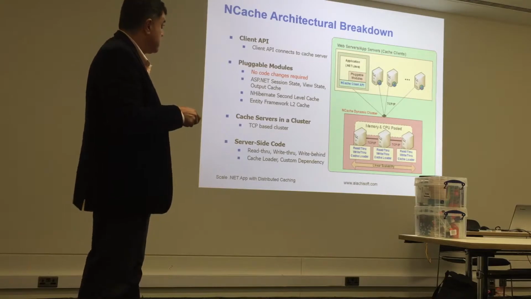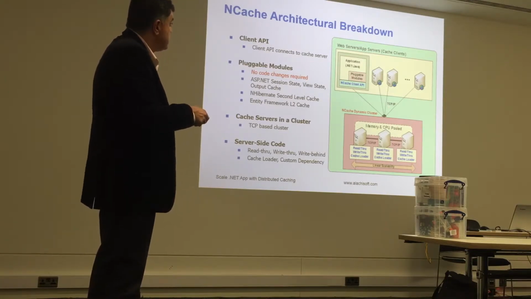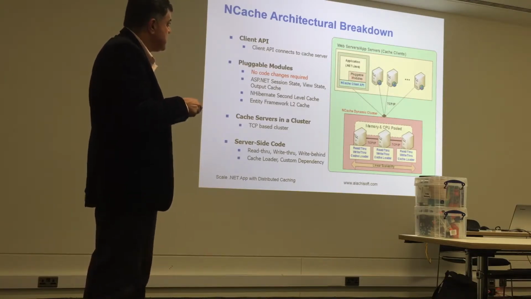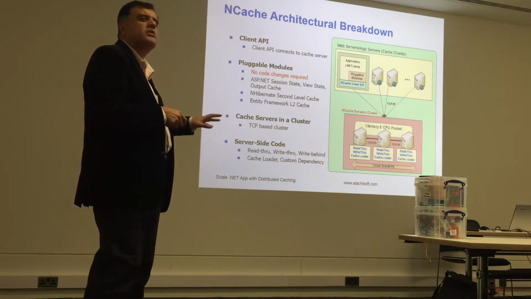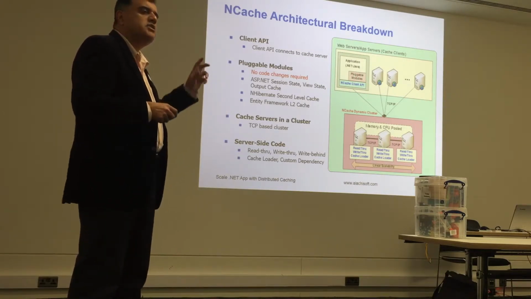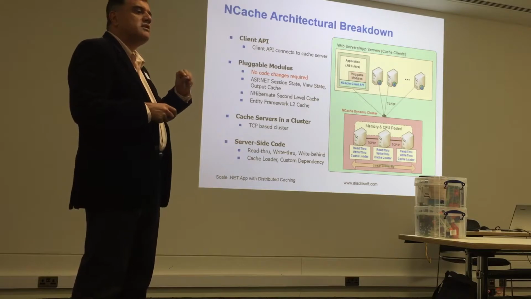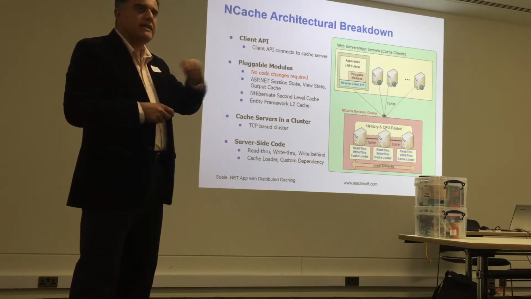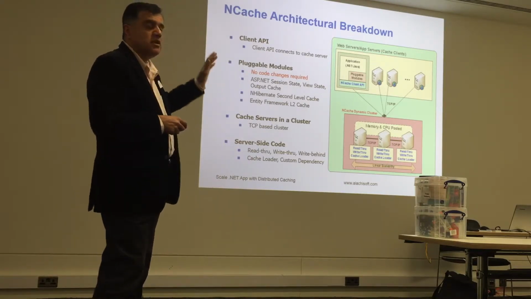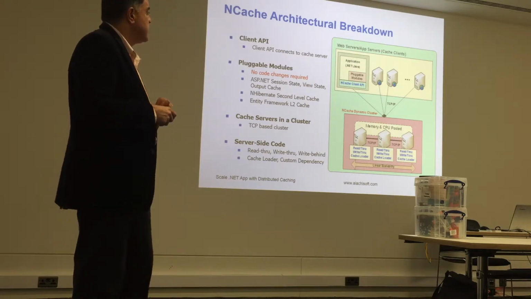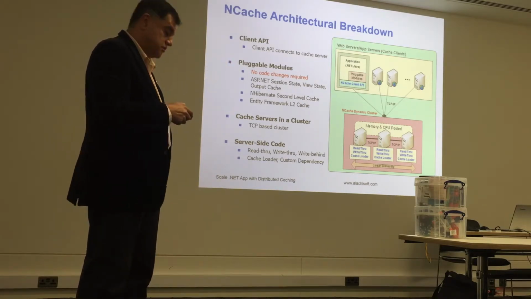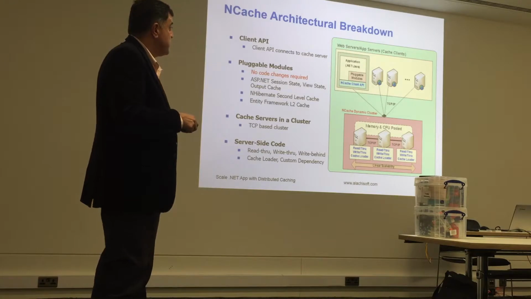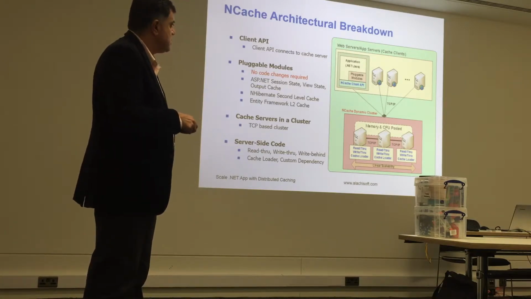And the communication between the client and the server is almost always TCP. There's some UDP involved, but only for discovery purposes by some products. NCache doesn't do it. We used to do it, but we realized that it was a lot more efficient just to stick with TCP. And then within the cache cluster, it's all TCP.